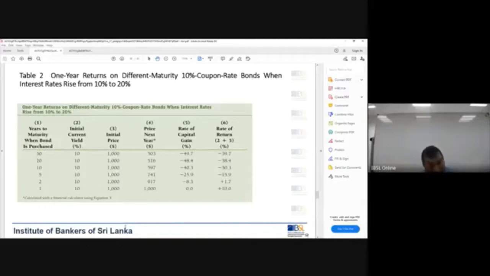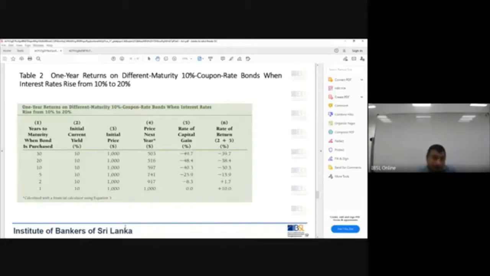But now you are seeing this example where the return at the time of purchase, the interest rate, is equal to the coupon rate itself. So as a result, you see the initial price is no different to the face value. Then the interest rate increases from 10% to 20%. Okay, that is next year.